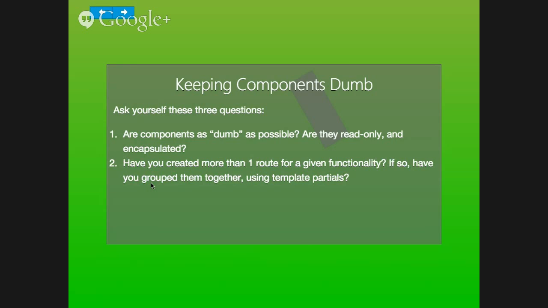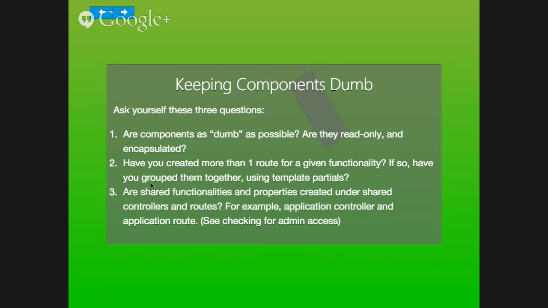Have you created more than one route for the given functionality? If so, have you grouped them together using template partials? It's really an interesting thing. You can use partials now. I think they're phasing them out, though. In the newer Ember, they're going to phase out partials. So just keep an eye out. But I think partials will most of the time be there because of static content, right? You want to organize your content, you have partials for that. So just think about organizing your content in a way that makes sense. Don't have long files. Try to keep everything sensibly encapsulated.